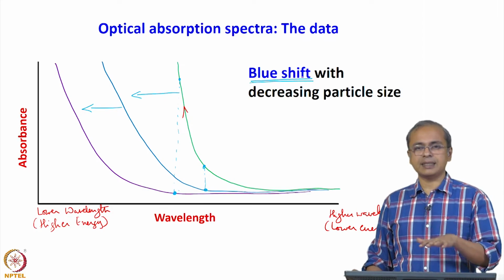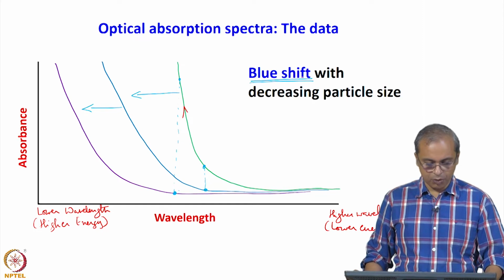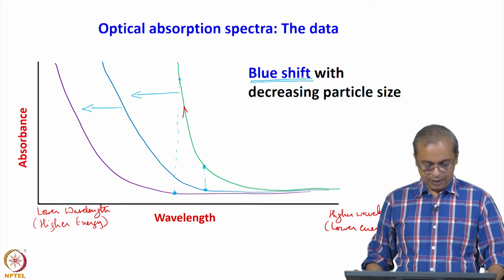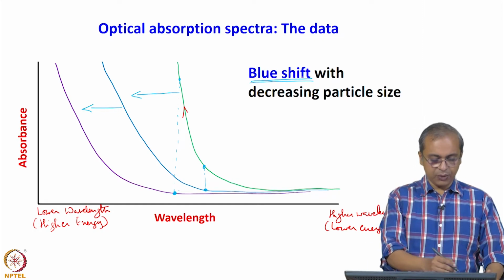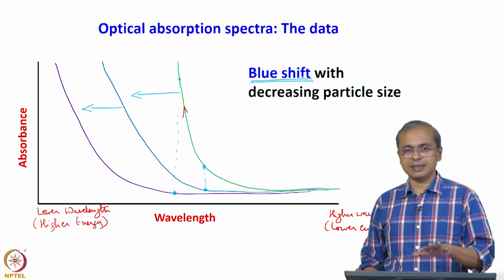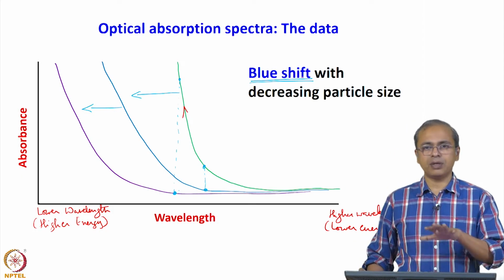From this you can extract the band gap by using appropriate equations, so basically you would extrapolate these lines, see where they hit the x axis, and then from that you have to do a little bit more calculation.